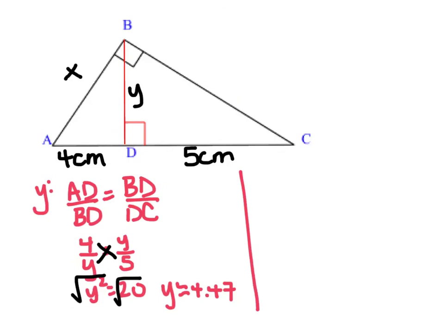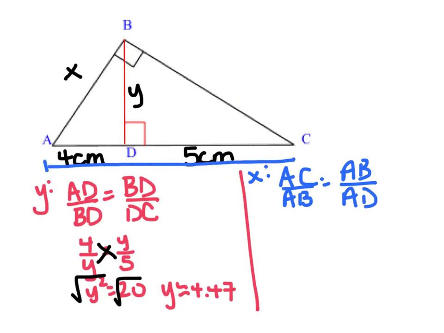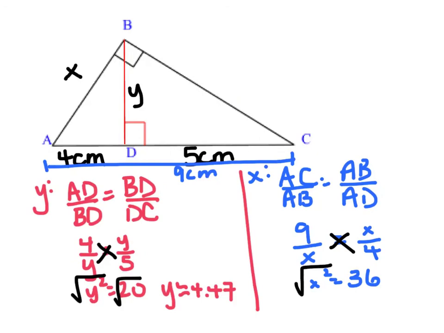In order to solve for x, it looks like I'm going to have to turn to corollary number 2, which states that AC over AB is equal to AB over AD. I'm going to calculate my length of AC, which is 4 plus 5, giving us 9 centimeters. Now I'm going to plug in my values. I have 9 over x is equal to x over 4. From here I'll cross multiply, which gives me x squared equals 36. I square root both sides, and I'm left with x equals 6.